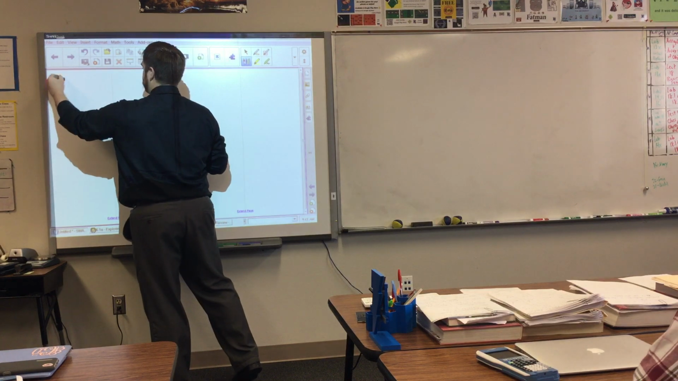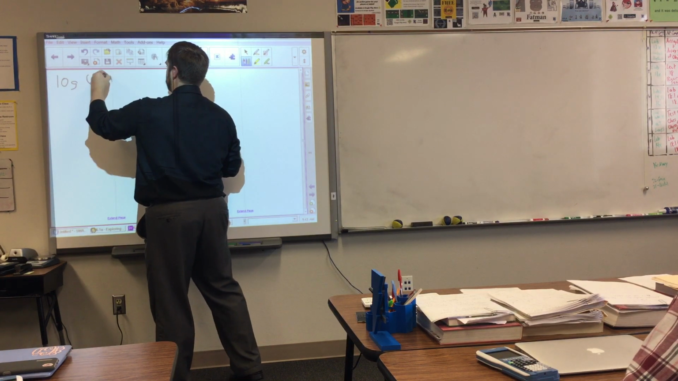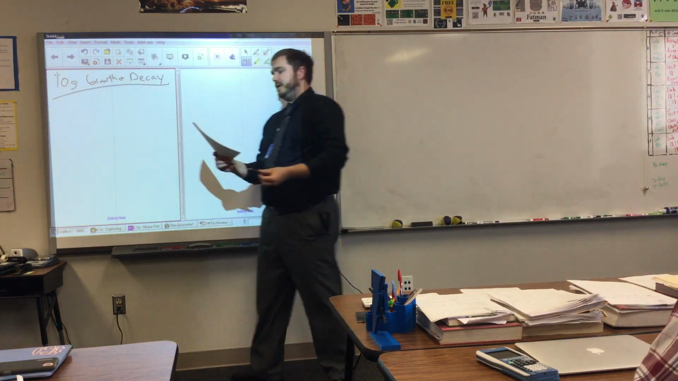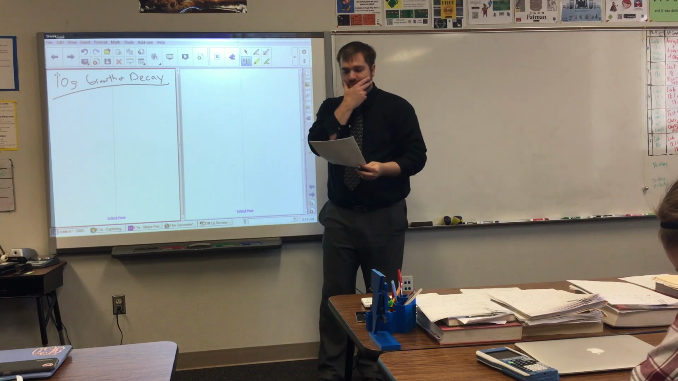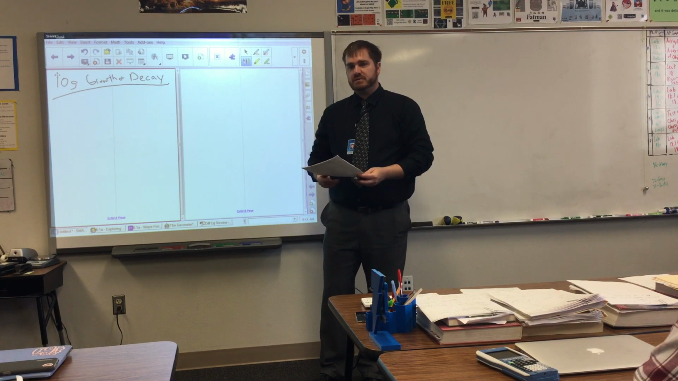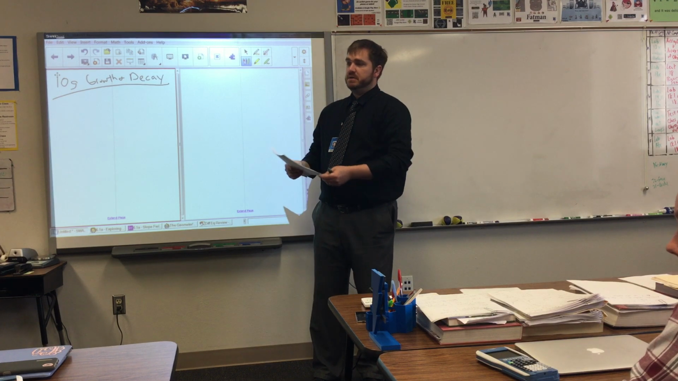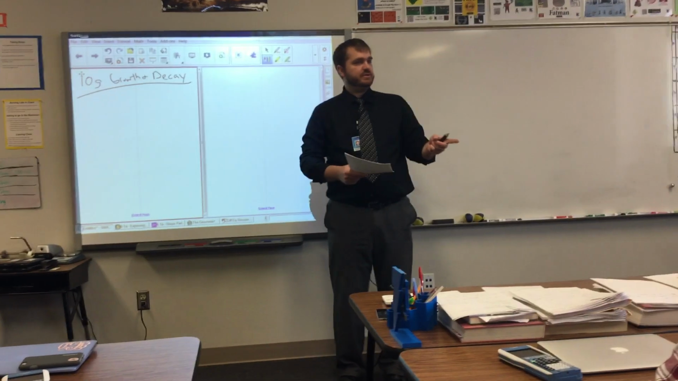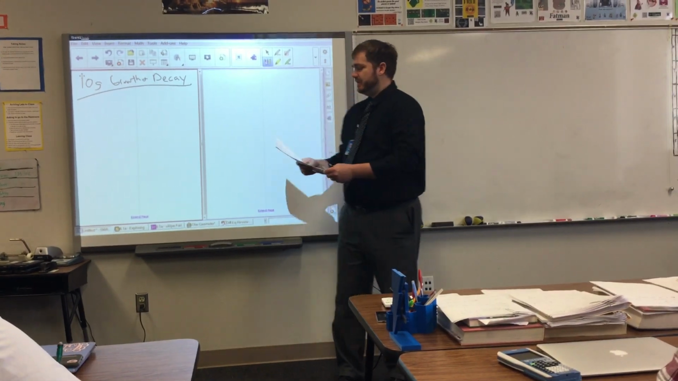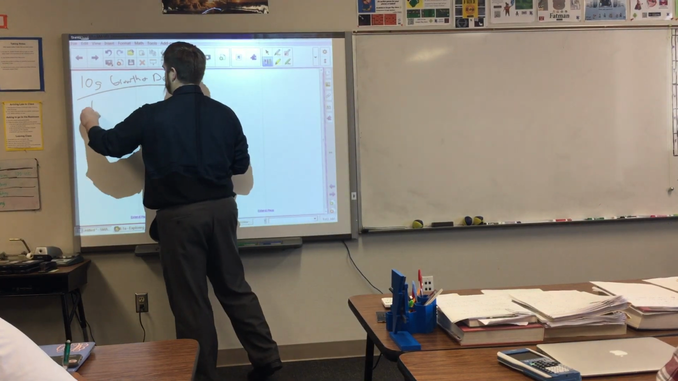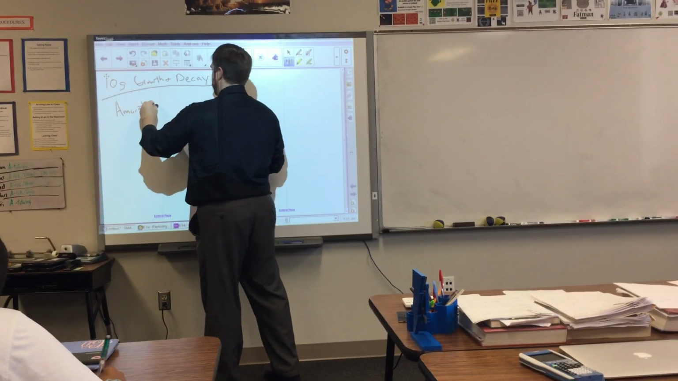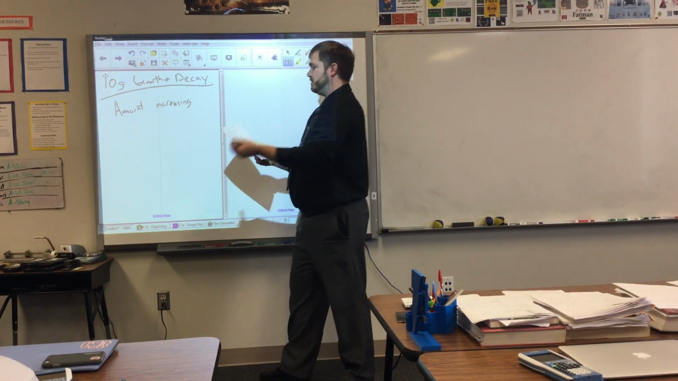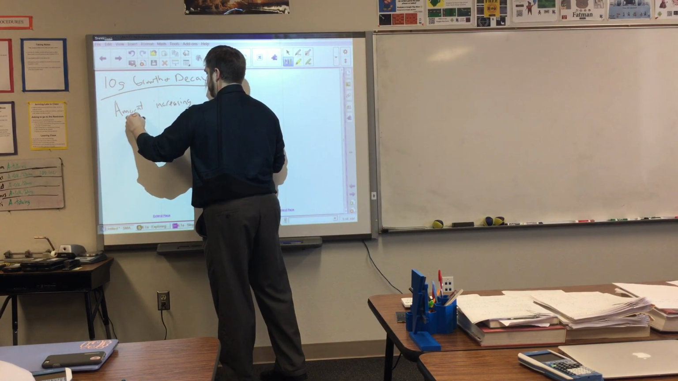So, this is the beginnings of 10G. Growth and decay. Exponential growth and decay. So, let's say that you have some amount of something. Maybe it's money. Maybe it's stores that you own. Maybe it's bacteria in your body. I don't know. But we have some sort of amount, and it is increasing or decreasing. For this case, we'll just say increasing each year.